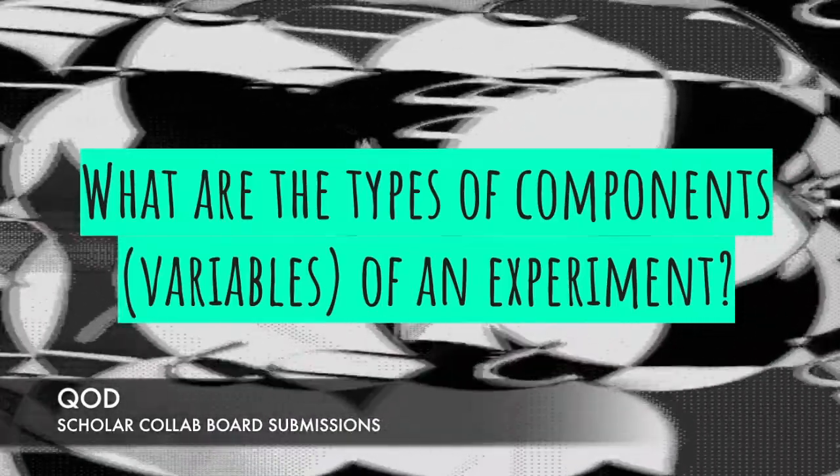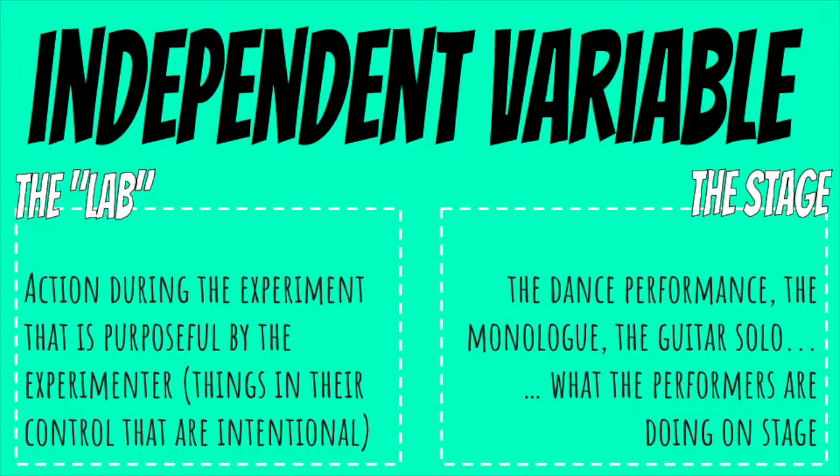There's also control variables. The independent variable in an experiment is the action during the experiment that is purposeful by the experimenter, like the things that are in their control and are intentional. If you want to compare that to the arts, think of the dance performance, the monologue, the guitar solo, what the performers are doing on stage.